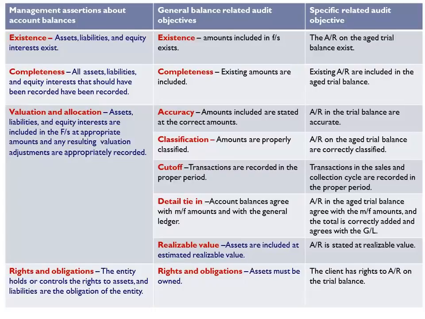A detailed tie-in, they're going to ensure that the client has reconciled the detailed trial balance to the general ledger, right? So that the amounts that are recorded in the subsidiary ledger roll up to the general ledger, and all reconciling items have been resolved. Same thing with cash. You have a bank reconciliation, right? Detailed information in the bank, the difference between the bank balance and the book balance has been reconciled, and reconciling items properly identified and resolved.